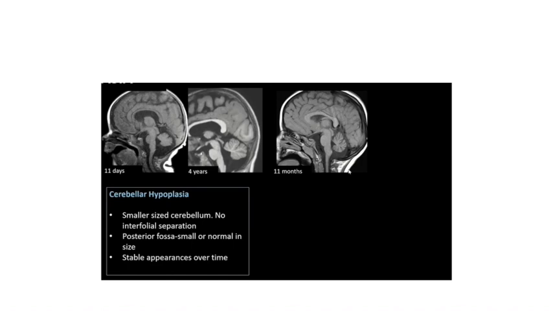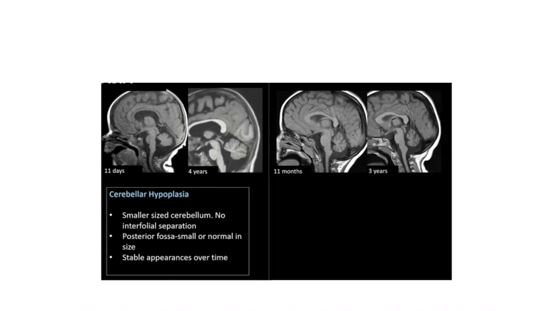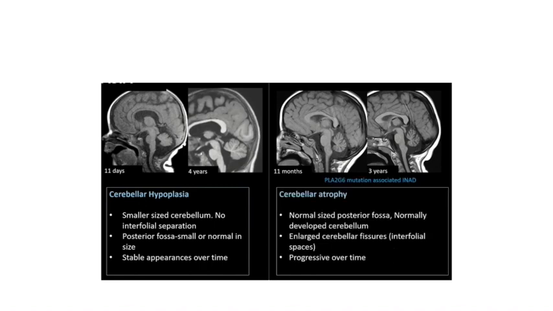For atrophy, when you image them later, you can see that the atrophy progresses, and here again the overall volume has been reduced and the folia are more widely apart and the fissure is also wider compared to the initial scan. This was a case of INAD, as you can see from this claval hypertrophy. So cerebellar atrophy happens in a normally developed cerebellum in this case and will progress over time. So that is the difference between hypoplasia and atrophy.